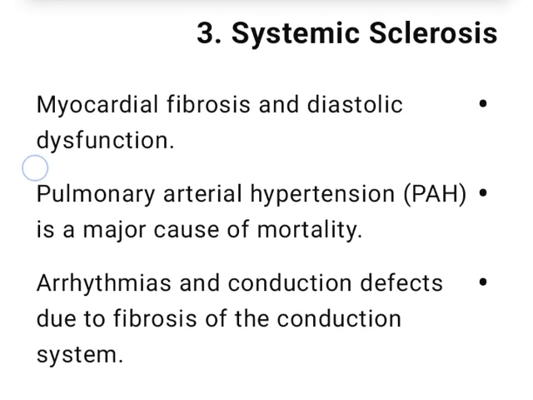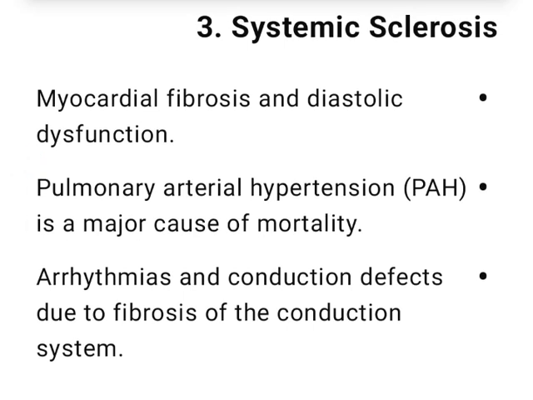3. Systemic sclerosis. Myocardial fibrosis and diastolic dysfunction. Pulmonary arterial hypertension is a major cause of mortality. Arrhythmias and conduction defects due to fibrosis of the conduction system.